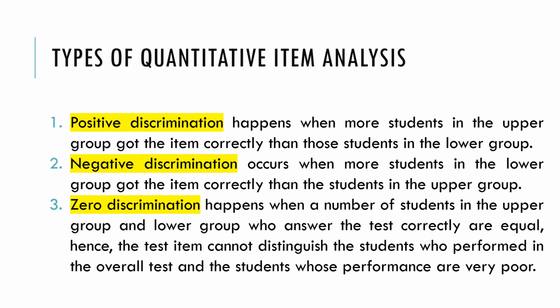Now, when it comes to zero discrimination, it happens when a number of students in the upper group and lower group who answer the test correctly are equal. So hence, the test item cannot distinguish the students who perform well in the overall test and the students whose performance is very poor. So again, sa zero discrimination, equal. No, hindi natin malalaman if really the item is very poor when it comes to construction or whatsoever, because yung nakakuha ng tamang sagot ay equal sa lower at saka upper group. So those are the three types of discrimination index.